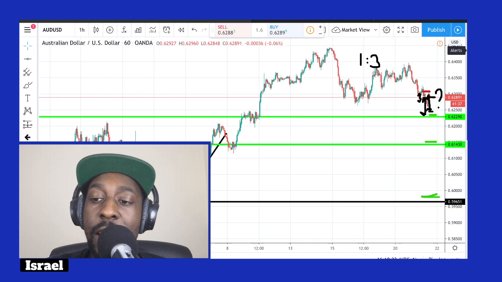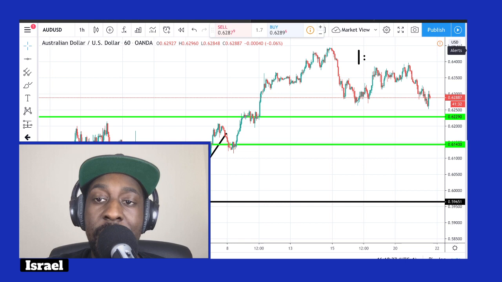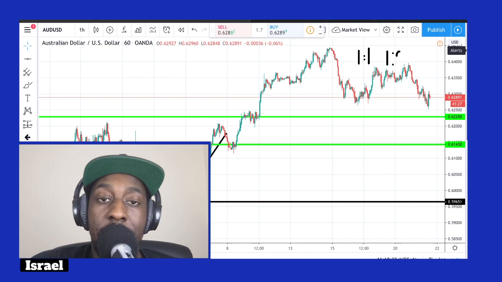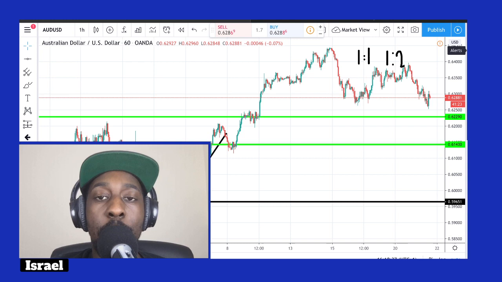For those of you, I know a lot of you are probably into like 1-to-1 and stuff like that, or 1-to-2, so 2-to-1 reward to risk. It'll be more likely a trade opportunity can pan out for you in most scenarios because you're going for less target, less profit target.